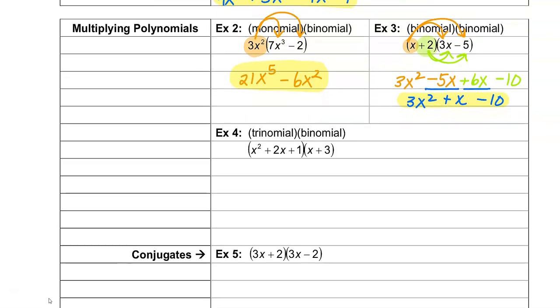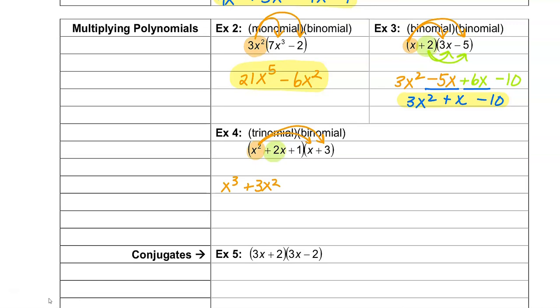And then example 4, you can see you have a trinomial times a binomial. Tri means 3, right? Times a bi means 2. And so I'm going to keep repeating. It's the same process over and over and over again. So I'm going to take the x squared, and I'm going to distribute that through the second group. So x squared times x is x cubed. And then x squared times plus 3 is plus 3x squared.